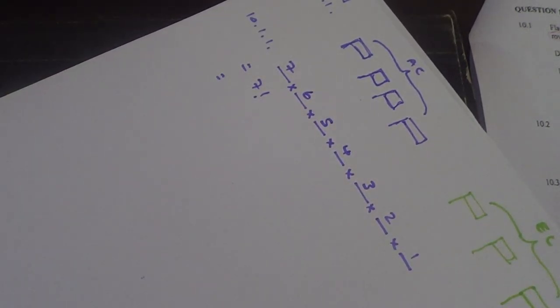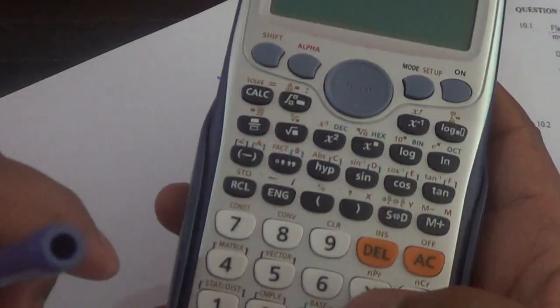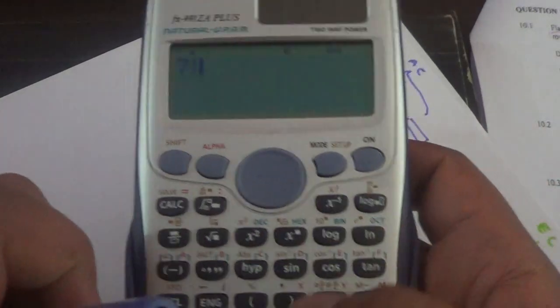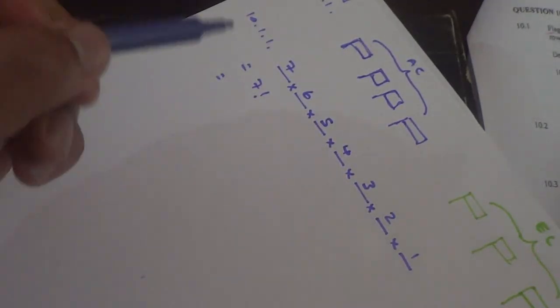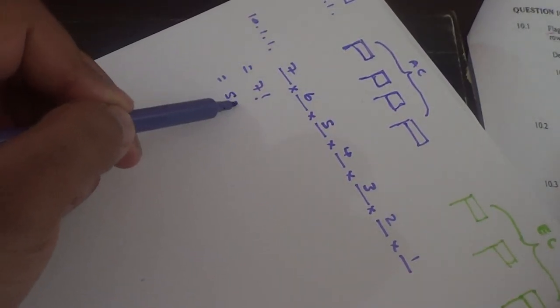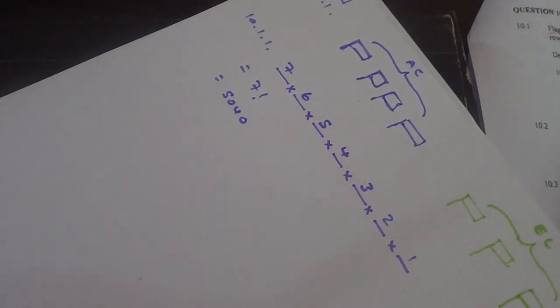And then what is that? So you go here, you go like 7, shift, and that one, it gives us 5040. So it's 5040 possible ways.